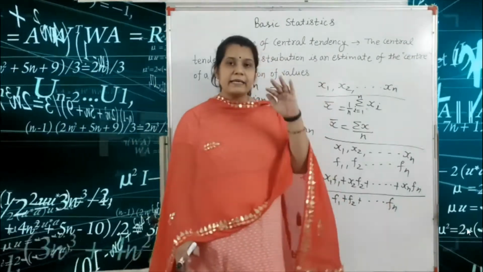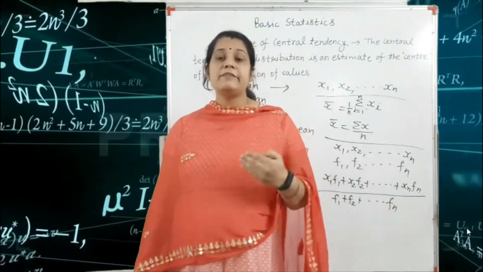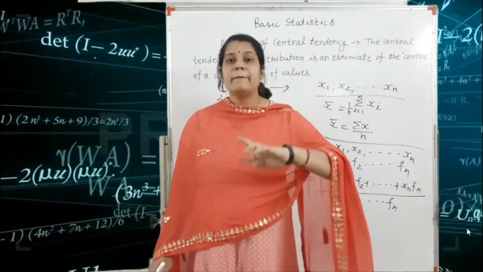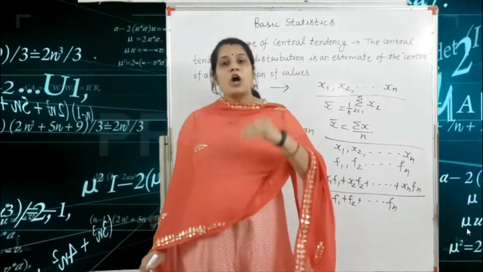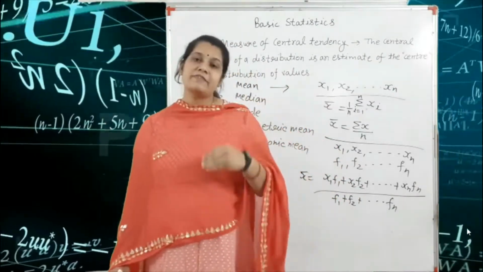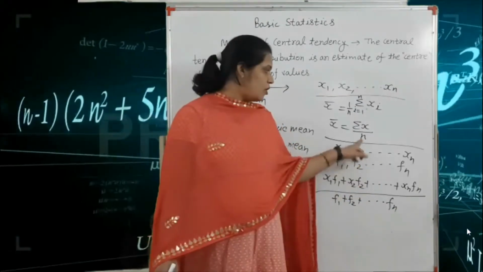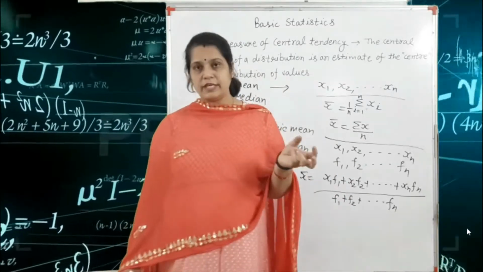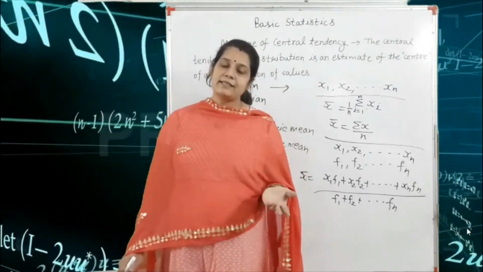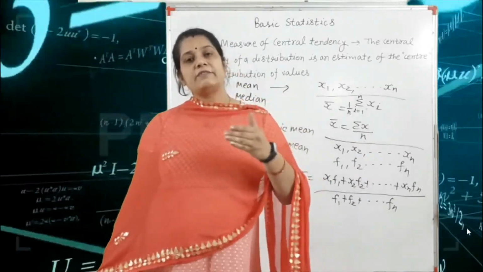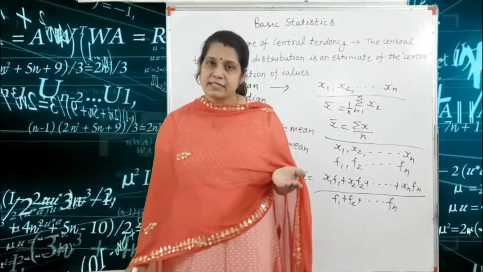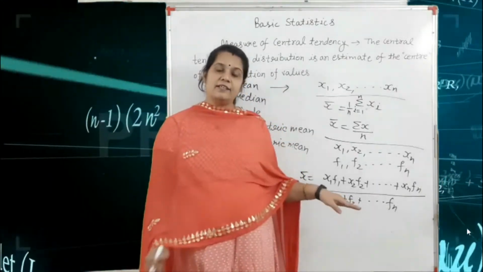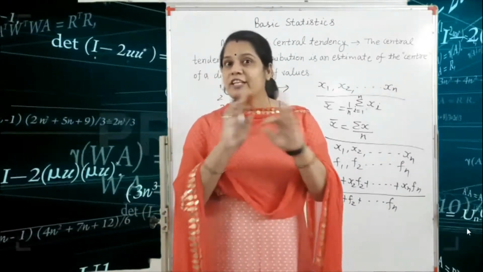So always keep in mind, if a question is given in only the x form, divide by the number of terms. Listen carefully: only the value of x is given, so divide by the number of terms, that means small n. But if a question is given with x and f both, that means we are given the value of x and according to this x the value of f, the frequency, then in the denominator always write the sum of the frequencies, not the number of terms.